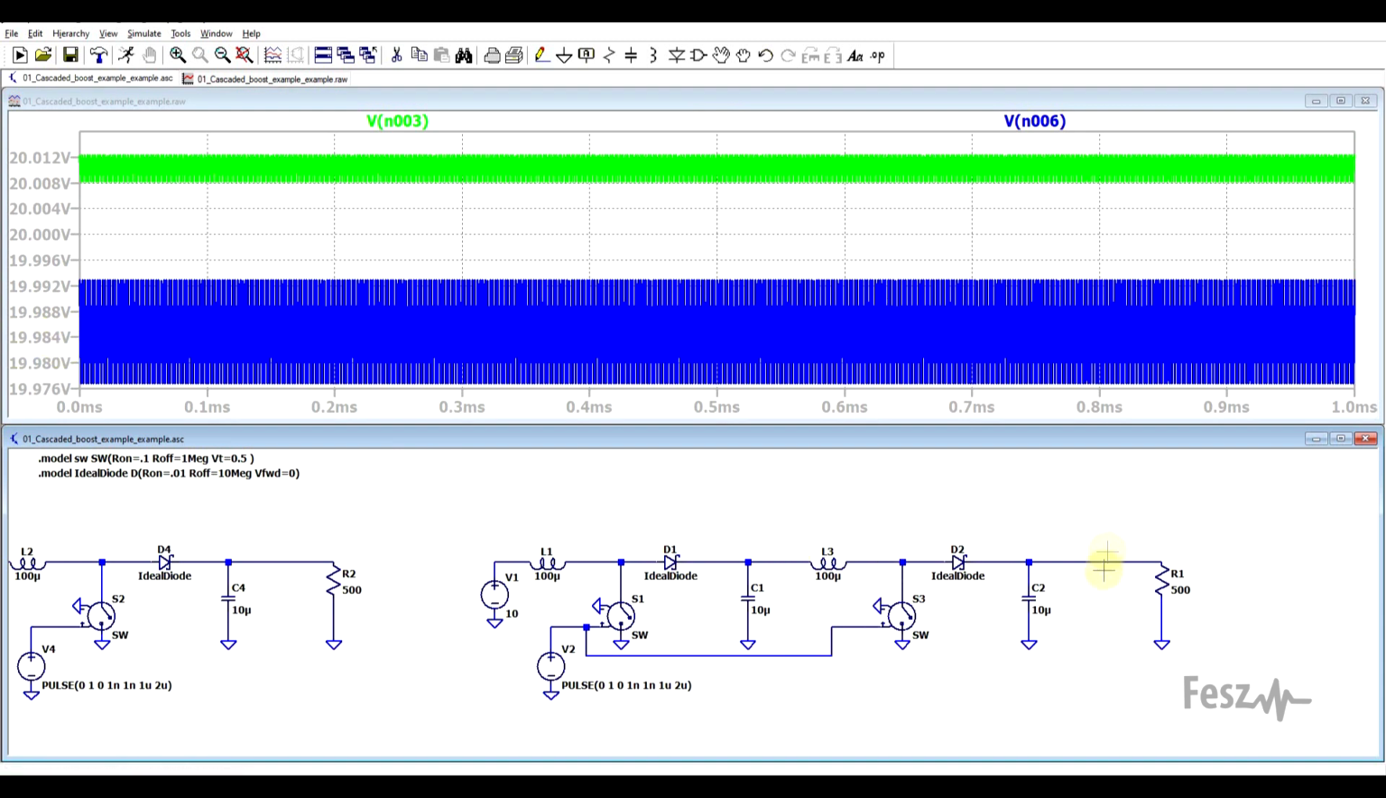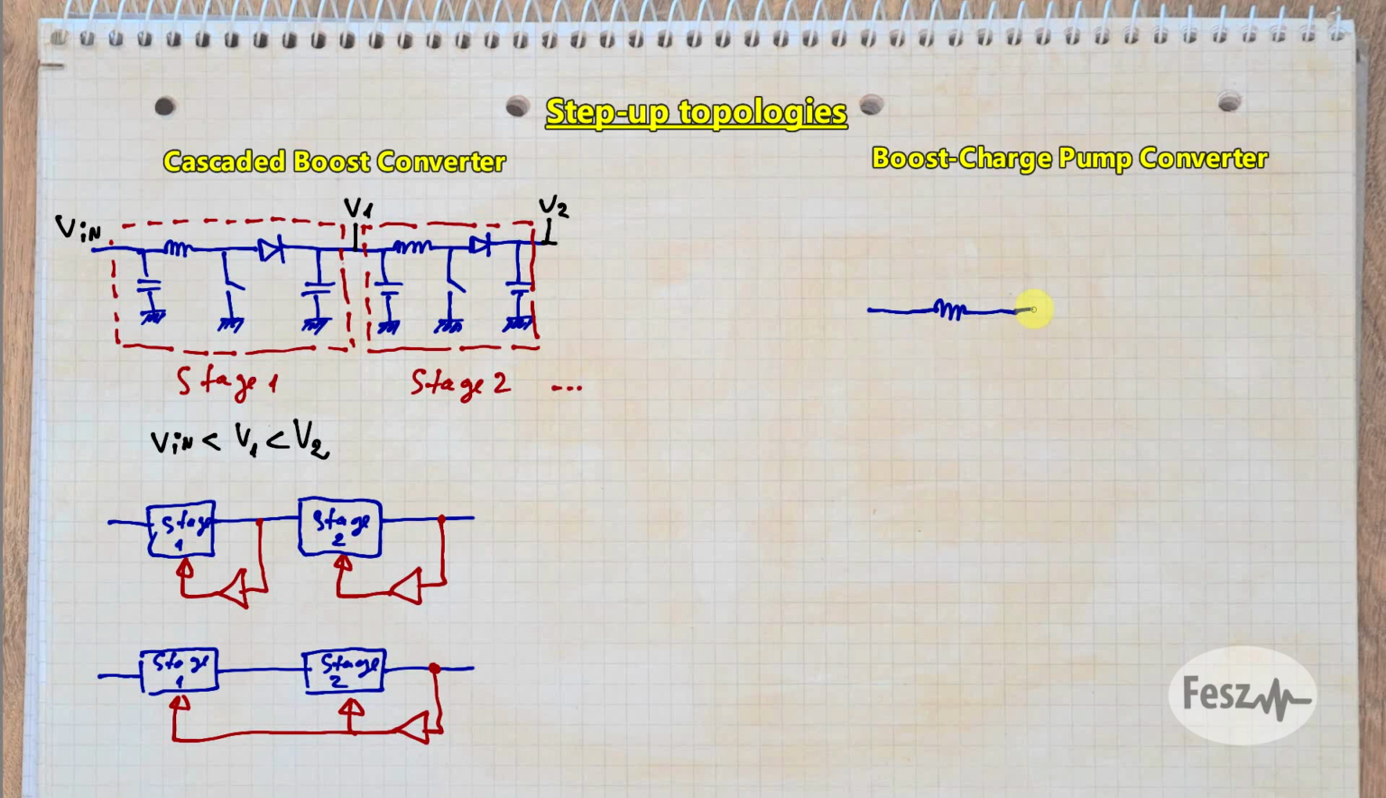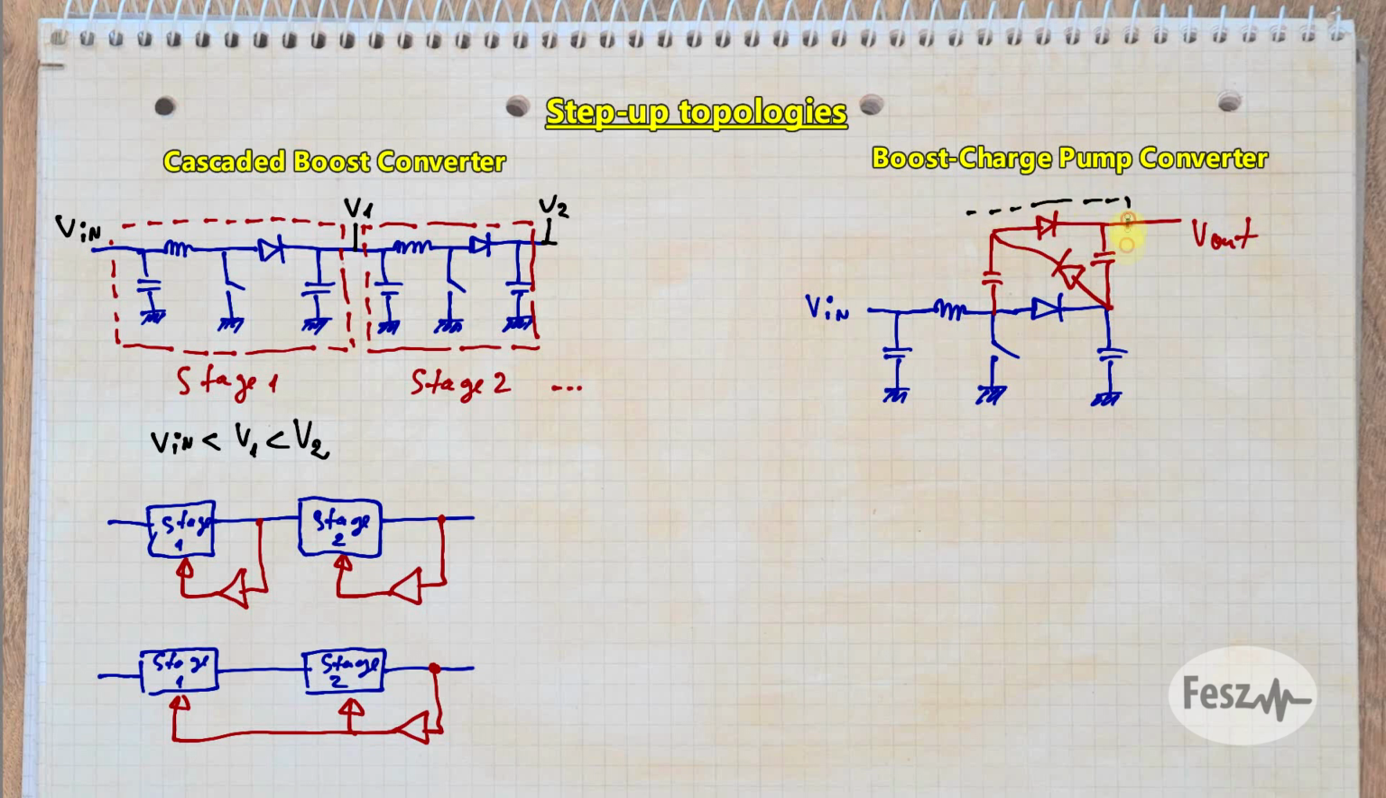However, if we look at the output, so after the second stage, we are getting about double that. So here in red, we see 40 volts. Now, different duty cycles will give different results, of course, but we can clearly see the multiplication effect of the multiple stages. On the other side, we have the boost charge pump, which, like the name suggests, is built from a boost converter, and on top of this, charge pump cells can be added.